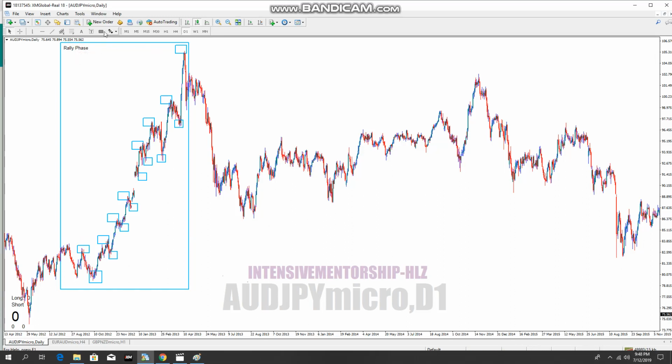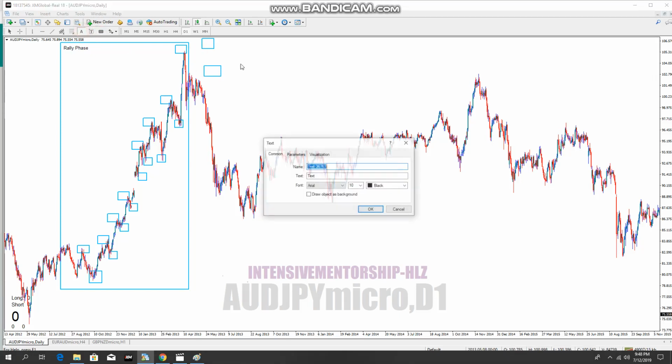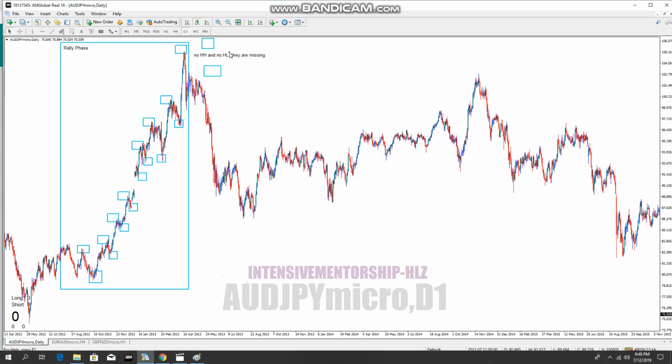In this rally phase, the higher high and the higher low have gone missing. There is no new higher high and no new higher low. Instead of making a new higher high and a new higher low, the price is creating a new lower high here.